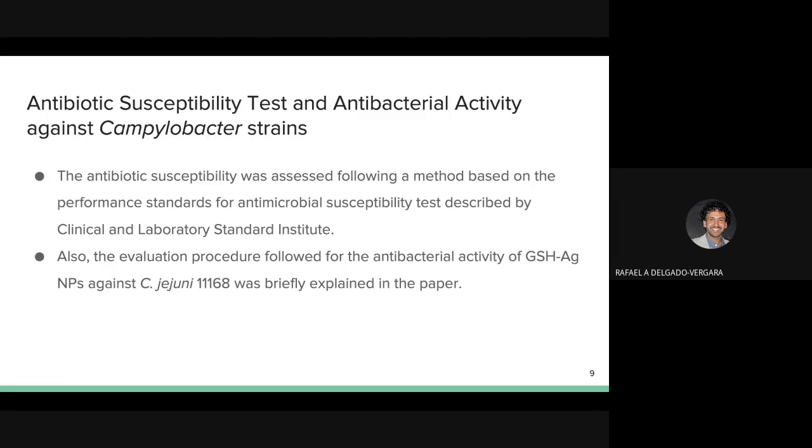The antibiotic susceptibility was assessed following a method based on the performance standards for antimicrobial susceptibility testing described by the Clinical and Laboratory Standards Institute, and this was discussed in the article. Also, the evaluation procedure followed for the antibacterial activity of GSH-AgNPs against C. jejuni 11168 was briefly explained in the paper too.